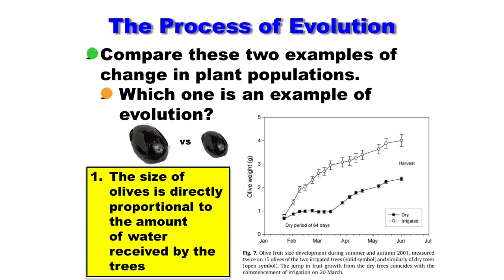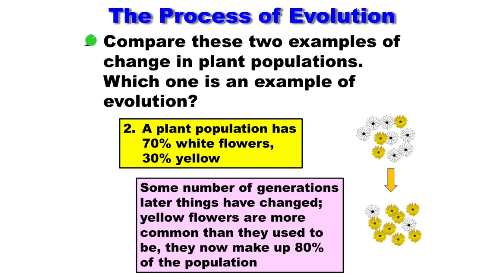I want to give you two examples so you understand better what the evolution process is. Take a look. Here we have two olives, and this graph shows how a dry period, a drought, affects the size of the olives. This one got a lot of water, and this one got less water, and the size is smaller. And here the size is bigger. So the size of the olives is directly proportional to the amount of water received by the trees.